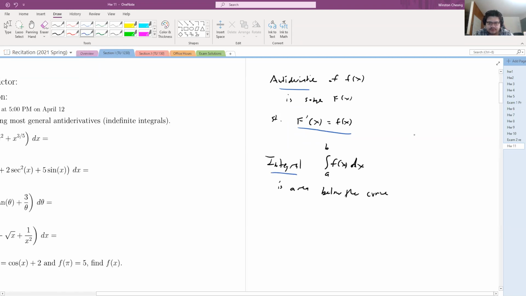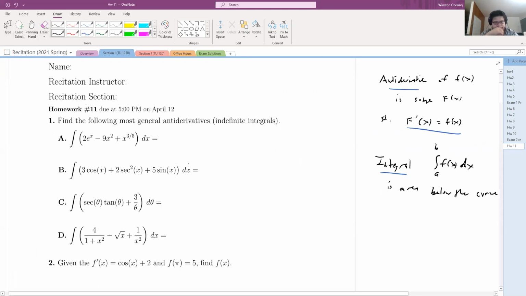And then the fact that these two notions are related to each other is the fundamental theorem of calculus. I think parts 1 and 2 both are relationships. Yeah, so just FTC. Okay.